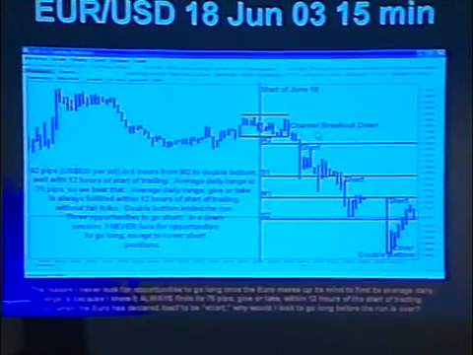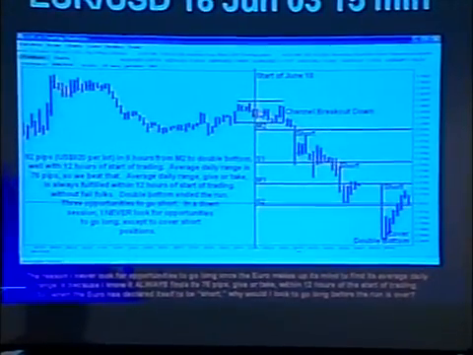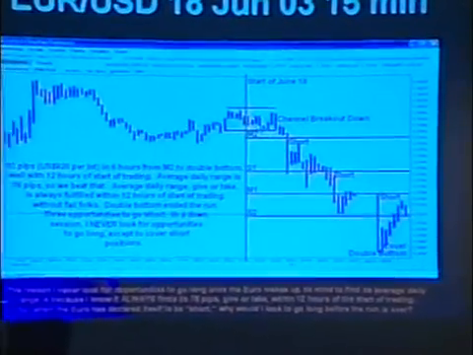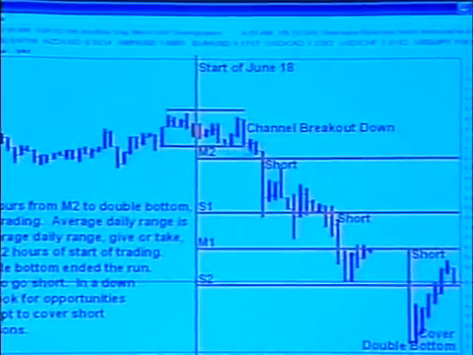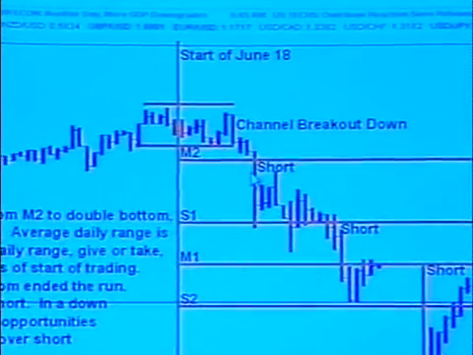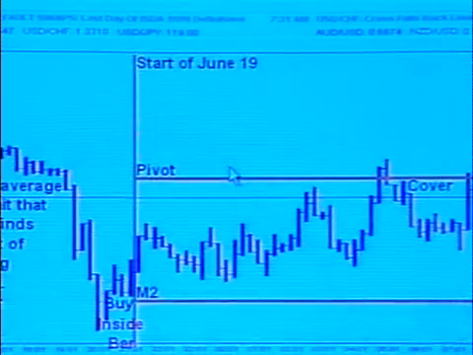Here's an example of a channel. Coming into this session here, we had a channel. And of course, it broke down through the bottom part of the channel and then punched through this pivot point, which is a good short situation.